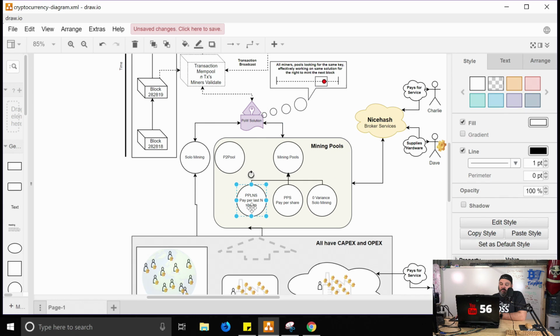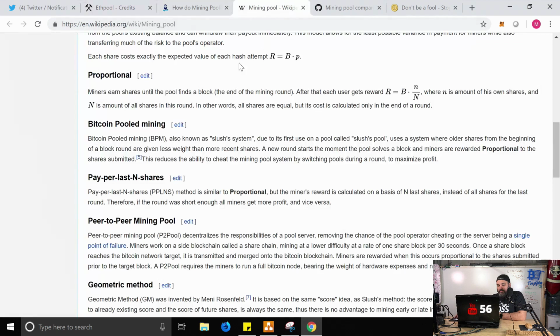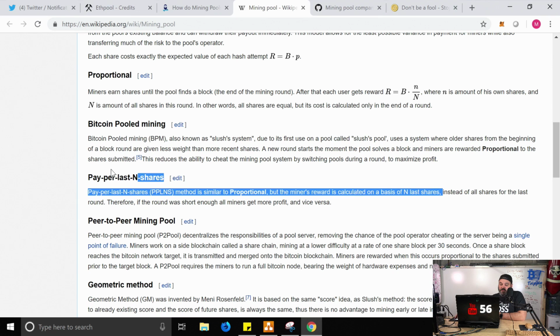When something looks off, and it's these PPLNS, I'll bring up an example of PPLNS here. Let's do it here. So essentially, pay per last N shares. I put all these links underneath. This is from the wiki. It is proportional to the miner's reward, calculated in basis shares instead of all shares in the last round.